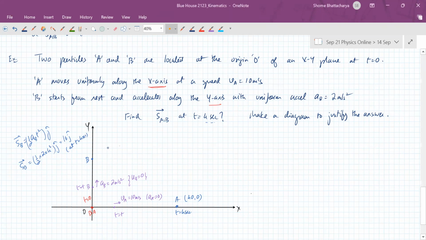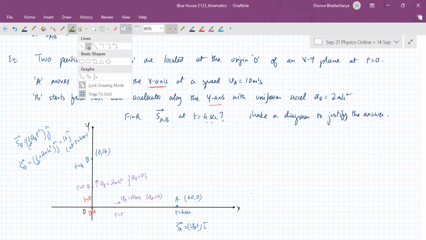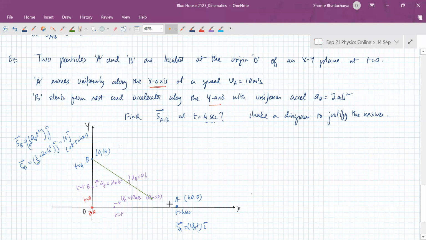So B's position in the diagram you can see will be at (0, 16) at t equal to 4. A's displacement would be its uniform velocity into time along the x-axis. So at this particular instant now you can see the relative position of B with respect to A or A with respect to B, whichever we write. If we are writing A with respect to B, it will be this vector. So this is the displacement of A with respect to B.